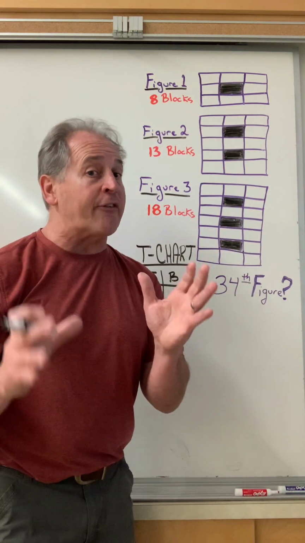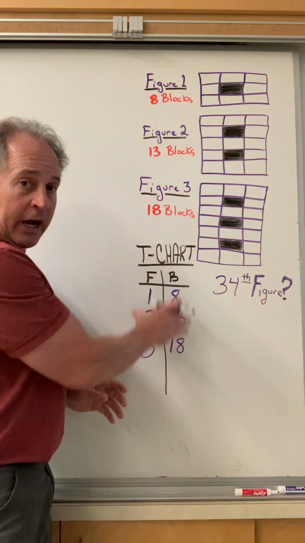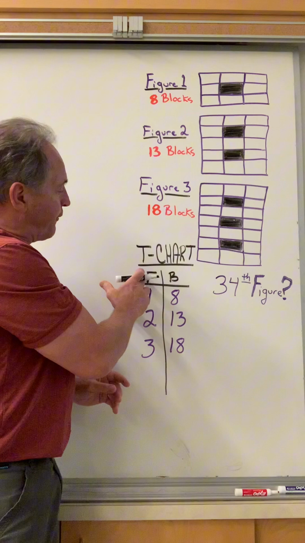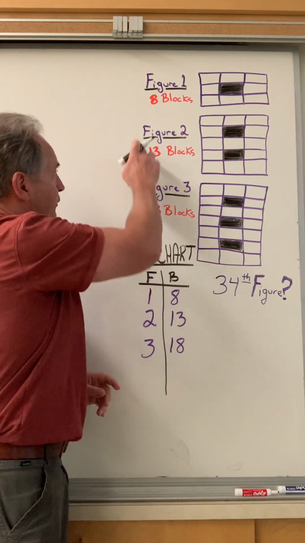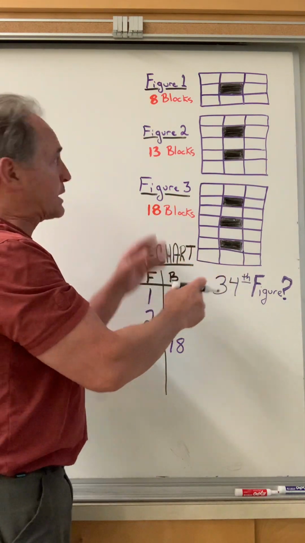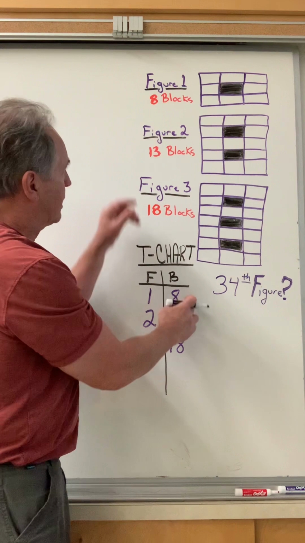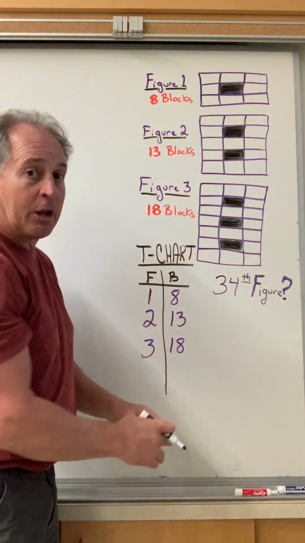So what I do is I first teach my kids to create a T-chart, which I have right here. And I've got my figure number here, so figure number 1, figure number 2, and figure number 3 right there. Then I have them count the number of blocks. So figure number 1 has 8 blocks, figure number 2 has 13 blocks, and figure number 3 has 18 blocks.